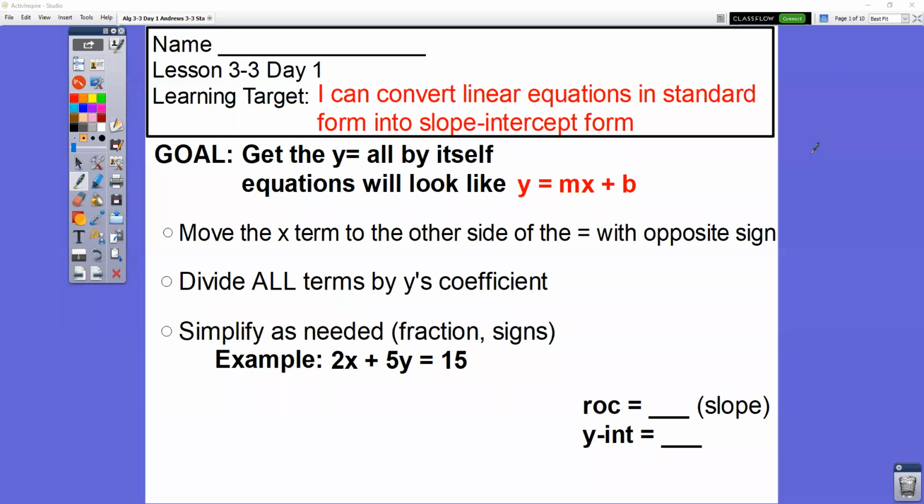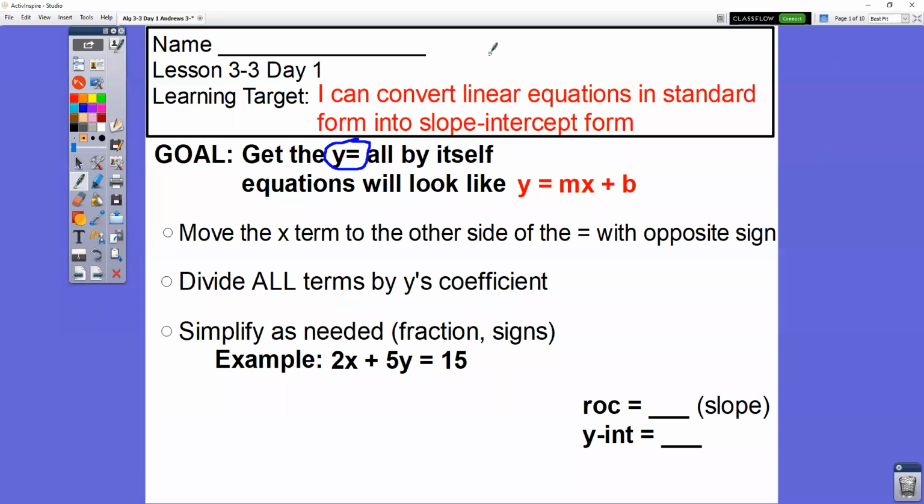This is a little bit more straightforward of a lesson today. We're doing 3-3 day one. What you're going to do is convert linear equations in standard form into slope intercept form. Your goal in all of these questions today is to get the y equals all by itself.